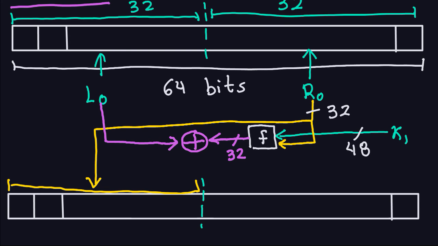You take the right hand side here, you feed it into the f function, which I'll explain later, and this 32-bit goes in there. The subkey k1 goes also into the f function. Now this f function is going to transform this right hand side 32-bit and this subkey of 48 bits into a 32-bit that goes in here. The L0 that I haven't touched yet is going to go into the sort. This is the bitwise sort.